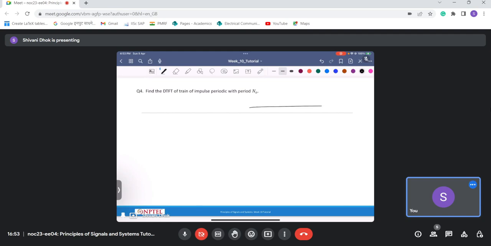So how does this train of impulse look? If this is my n axis, this is 0, 1, let's say this is n naught, then 2n naught, and so on. Similarly, this is minus n naught, so this will be equal to 1 here, then it's all 0 in between, then again at n naught it is 1, then again at some integer multiple of n naught it is 1, and in between it is all zeros. So this is how your train of impulse will look. Let's say this train of impulse is x of n, and this x of n is periodic with period n naught.